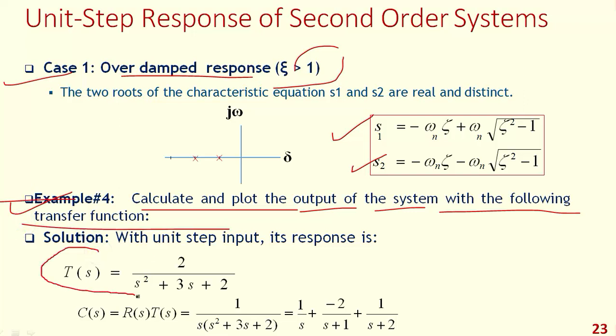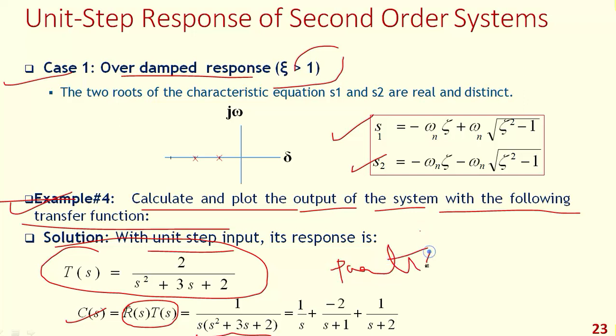So the transfer function is given. Then you have to calculate the output response. Output means C of S. C of S is equal to R of S into T of S. R of S is the unit step input, that is 1 by S. So if you rewrite this equation, apply the partial fraction, and we will get the equation like this.